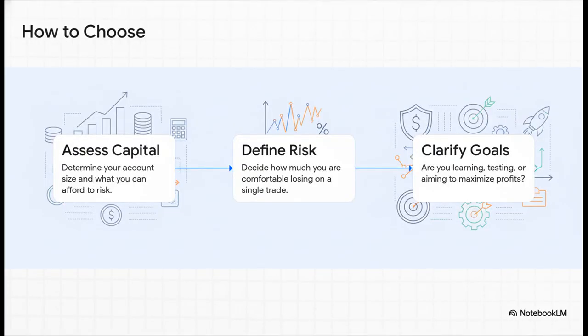So, how do you make that final choice? Well, it really just comes down to a simple 3-step self-assessment. First, you need to be honest with yourself about your available capital. Second, you have to clearly define your personal tolerance for risk. And third, you need to clarify your immediate goals. Are you here to learn, to test a new idea, or are you actively trying to maximize profits? Your answers will point you very clearly toward the contract that best aligns with your personal situation.